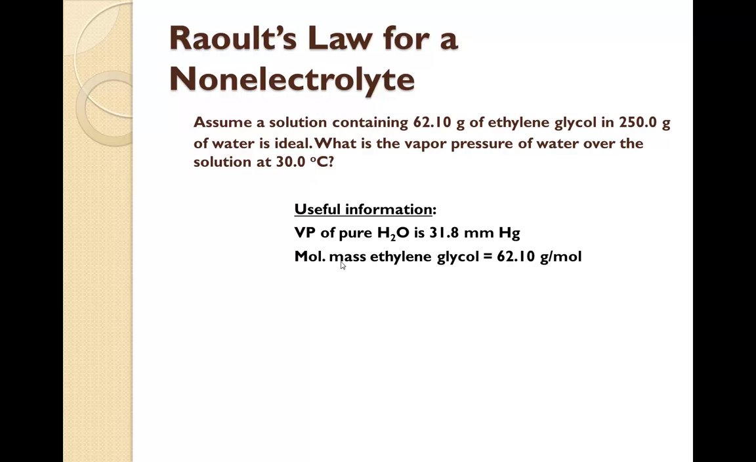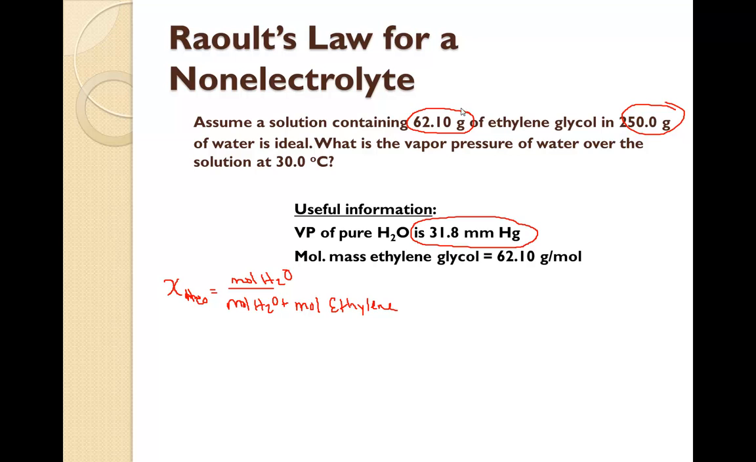Well, they've given you the vapor pressure of pure water of 31.8 millimeters of mercury. We need to figure out the mole fraction of the water. So that means we need the moles of the water over the moles of the water and the moles of the ethylene glycol added together. So that means we need to convert both of these to moles. So 62.1 grams. They've given you the molar mass of ethylene glycol right there, which is 62.1.